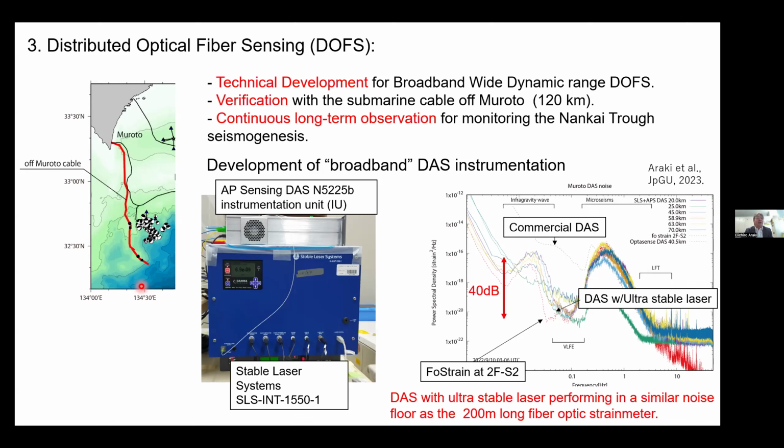Here, we developed broadband DAS, which significantly improved long period performance compared to commonly available DAS interrogators, using a stable laser as the stable optical length reference of the measurement. As shown here, the improvement is as much as 40 dB, reaching a level very close to the fiber optic strainmeter, which I showed previously.